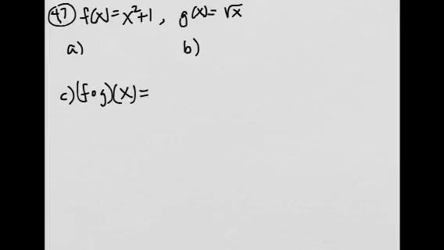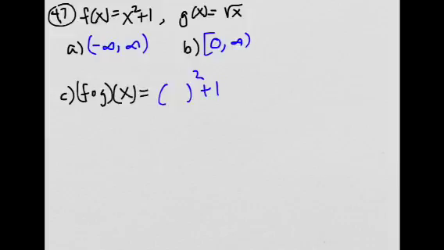Okay, so number 47, f of x is a quadratic. It's a squared polynomial, so the domain is all reals. G of x, on the other hand, is a square root function, so I cannot have negatives inside the radical, so my domain would be from 0 to infinity. Okay. For f of g of x, remember I'm going to replace this x right here with this function. So I'll put parentheses, squared plus 1, and inside the parentheses I'm going to put in square root of x. And so when you simplify this, you get x plus 1.